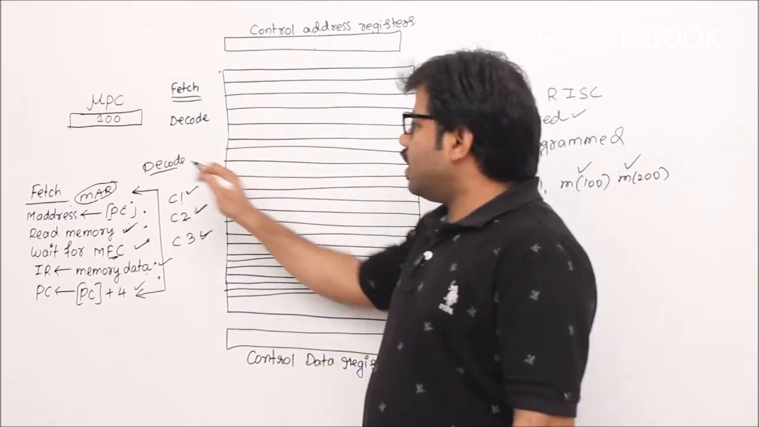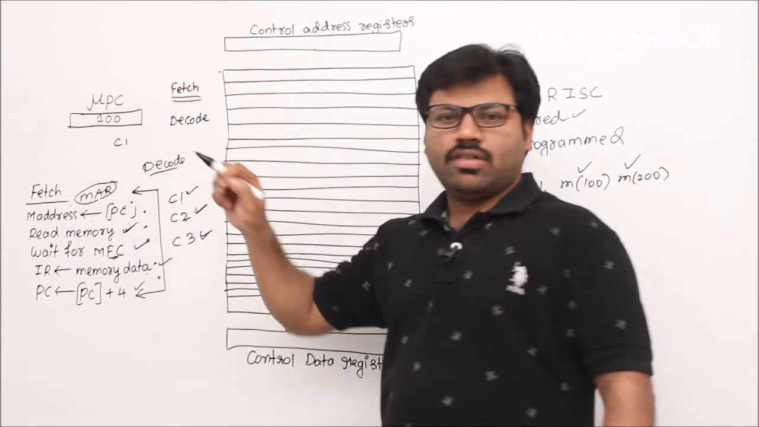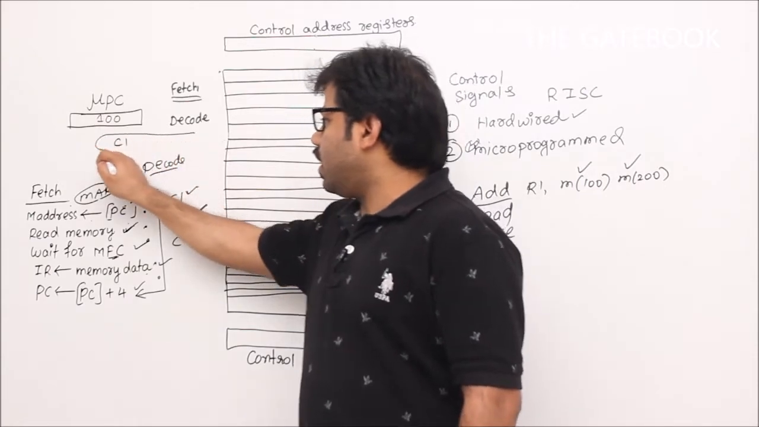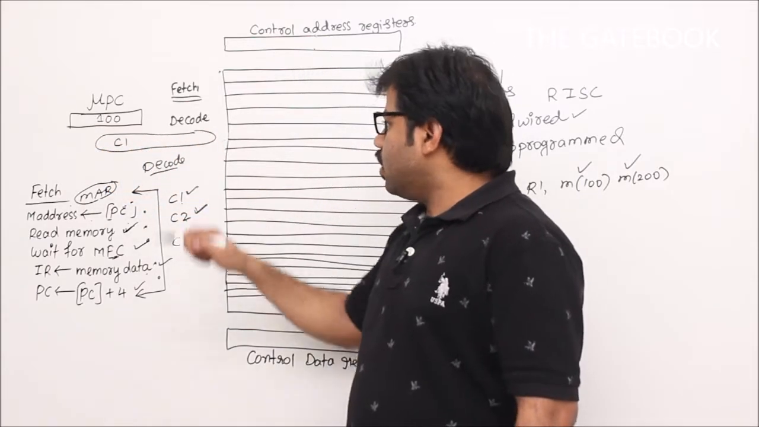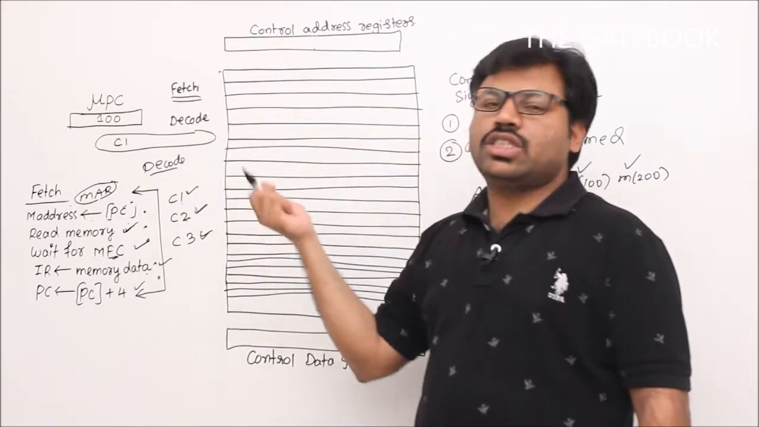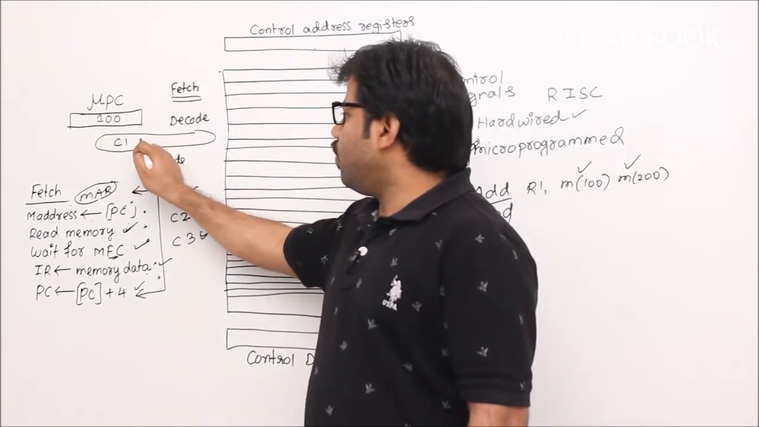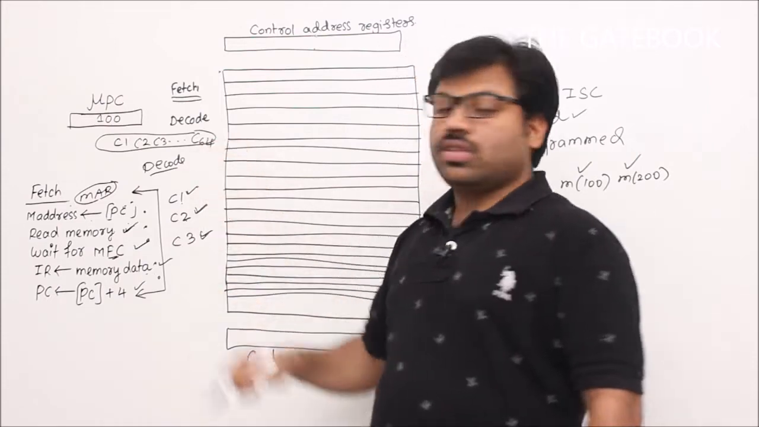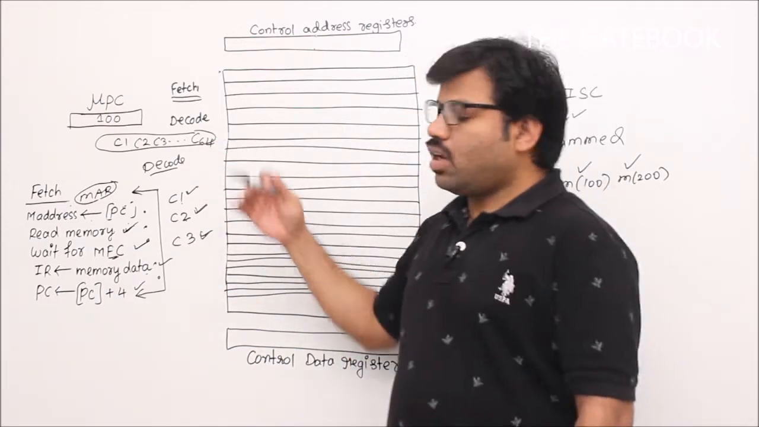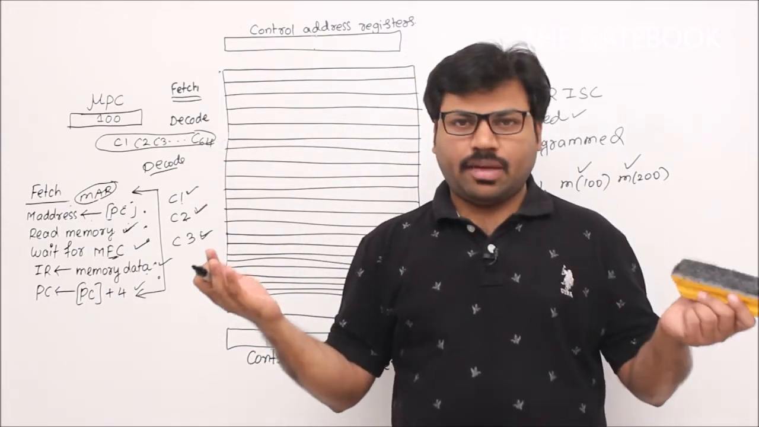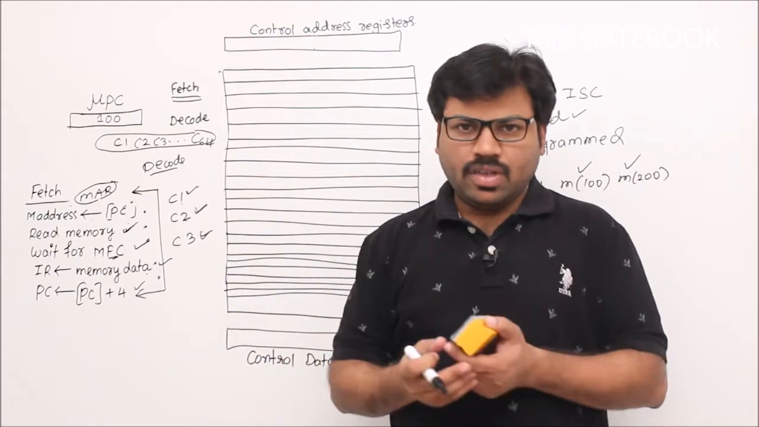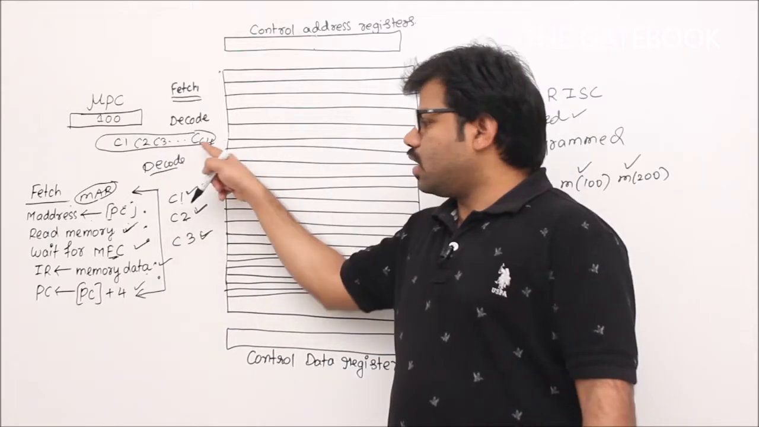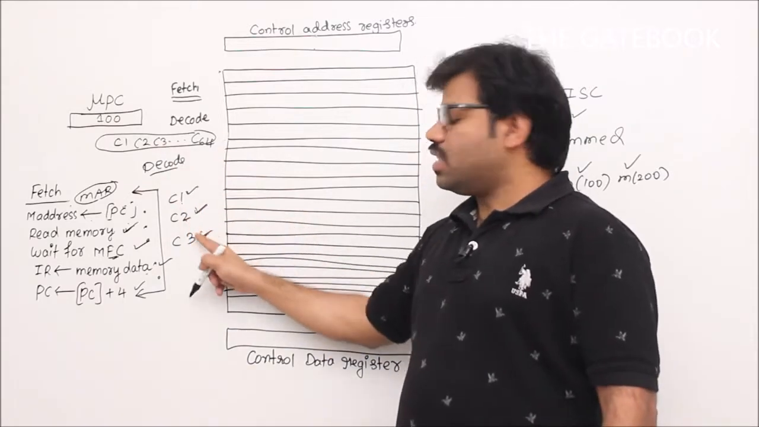Assume that, let's say, there are only 10 control signals. Again it's an assumption. I am working on one hypothetical machine, so let's take 64 control signals: C1, C2, C3, and so on up to C64. There are only 64 control signals you might require at any time, but not all at a time, only some of them. Especially for the fetch operation, out of that 64, we require C1, C2, C3.